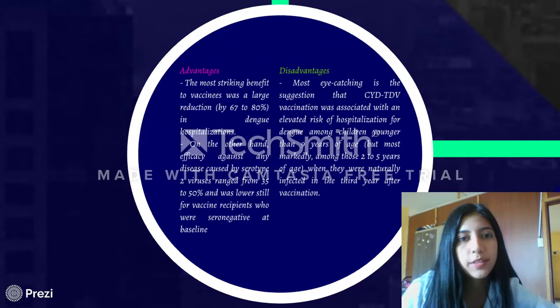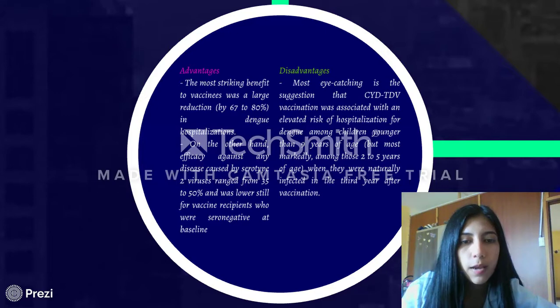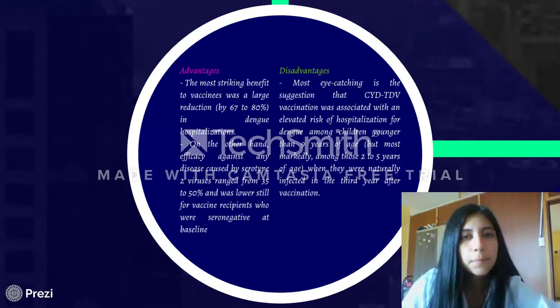Advantage and disadvantage. Advantage: the most striking benefit of vaccines was a large reduction, by 67 to 80%, in dengue hospitalization. On the other hand, efficacy against any disease caused by serotype 2 viruses ranged from 35 to 50% and was lower. Still, no vaccine recipients were seronegative at baseline.